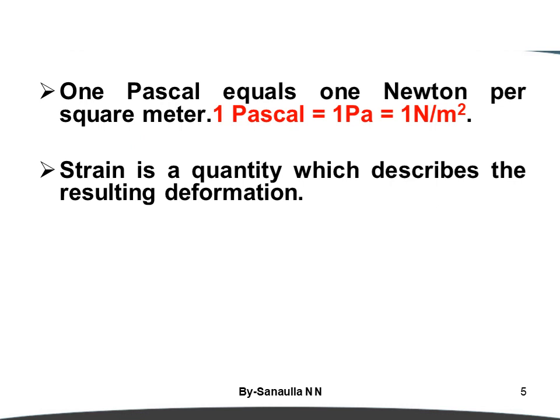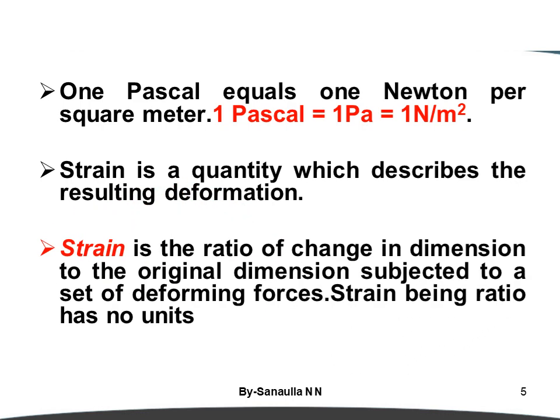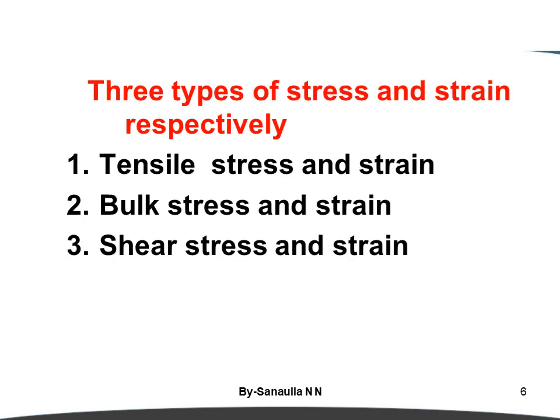1 Pascal is equal to 1 Newton per square meter. And strain is a quantity which describes the resulting deformation. Strain is the ratio of change in dimension to the original dimension subjected to a set of deforming forces. Strain, being a ratio, has no units. So there are three types of stress and strain respectively. Here is tensile stress and strain, the first one, the second one is bulk stress and strain, and the third one is shear stress and strain. Let's see one by one.